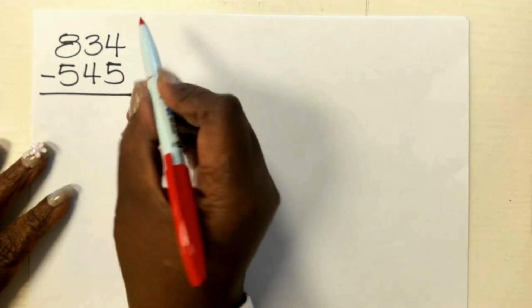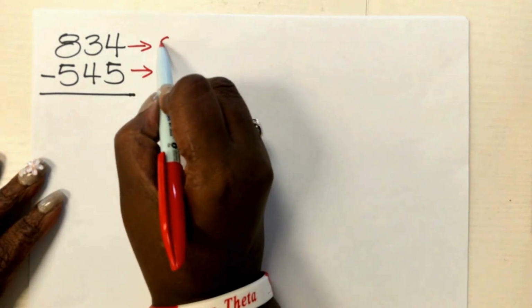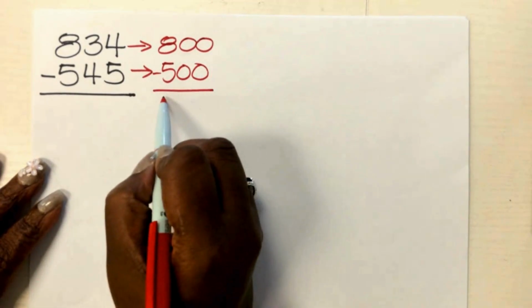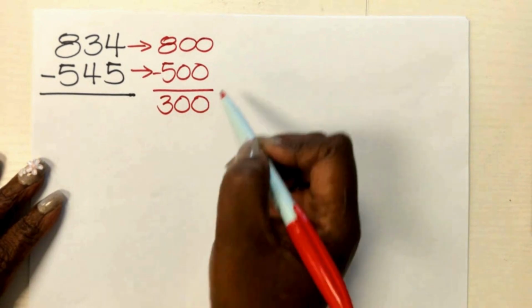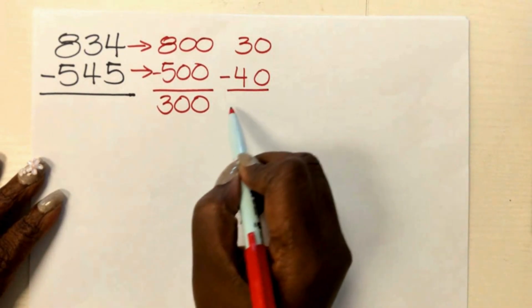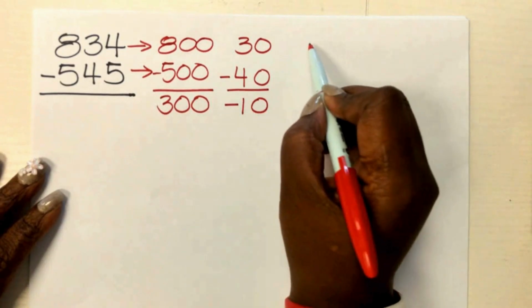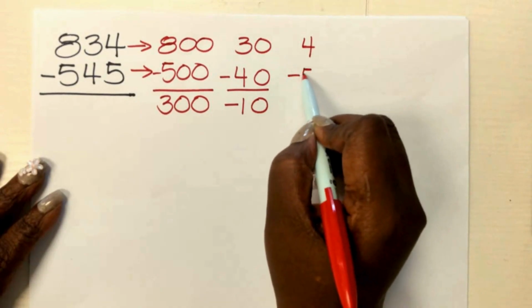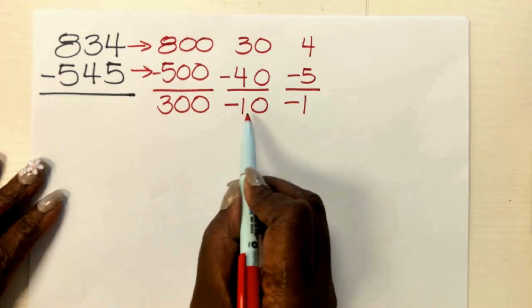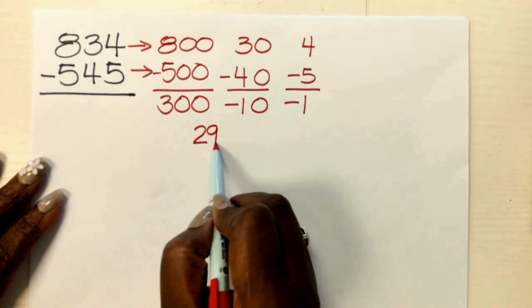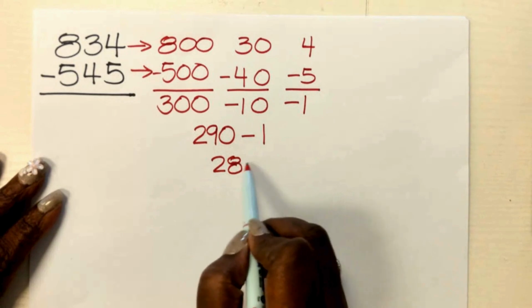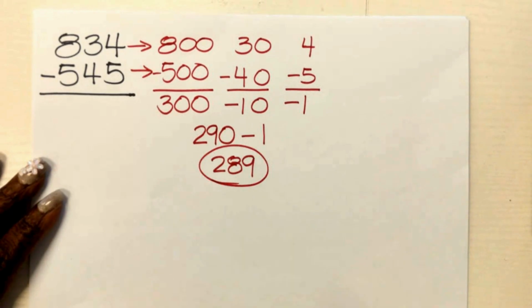Did you get this? All the hundreds. 800 minus 500 gives me 300. Then I have 30 minus 40, negative 10. Then I have 4 minus 5, negative 1. So 300 minus 10 is 290, counting back, minus 1 is 289. That is our answer.